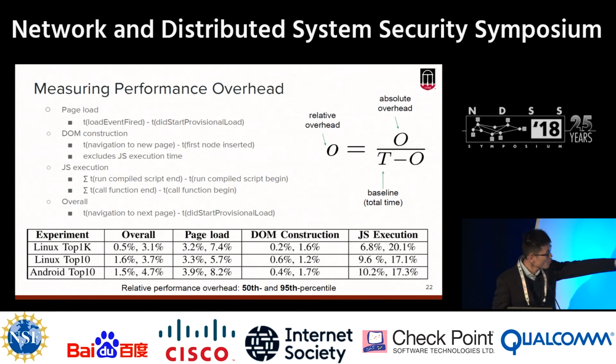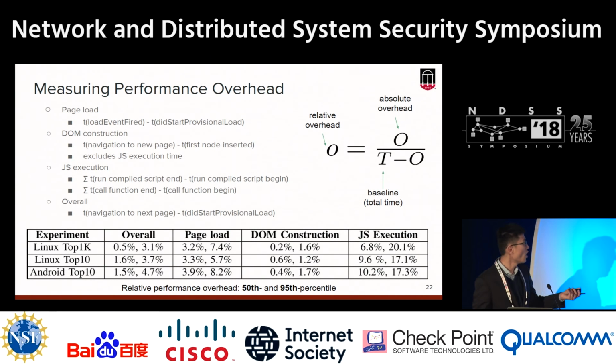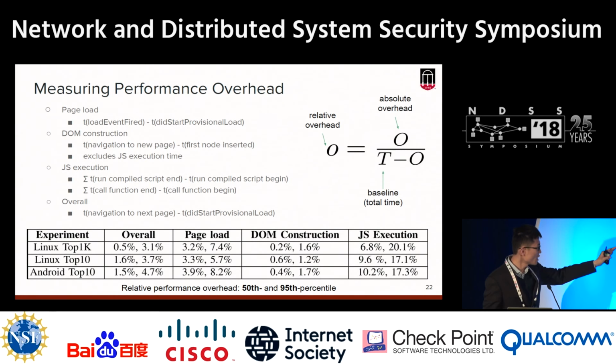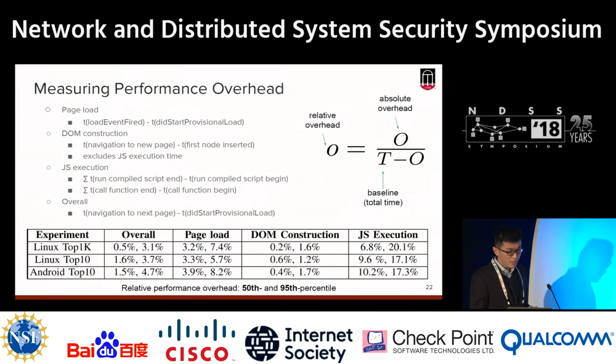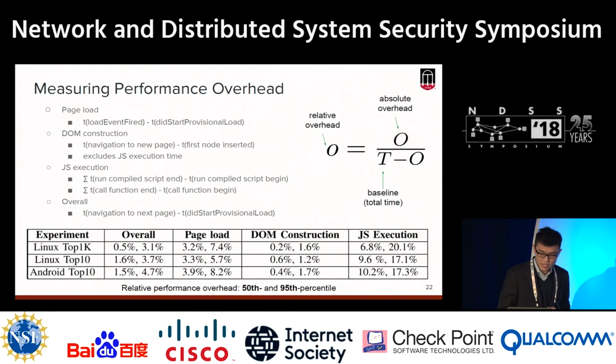And we simply use that formula to compute the relative overhead. For the details of other overheads, please refer to our paper. We did multiple experiments for both Linux and Android, and we can see the overall median overhead introduced by JSgraph is between 0.05 to 1.5%, and the 95th percentile is between 3.1% to 4.7%.